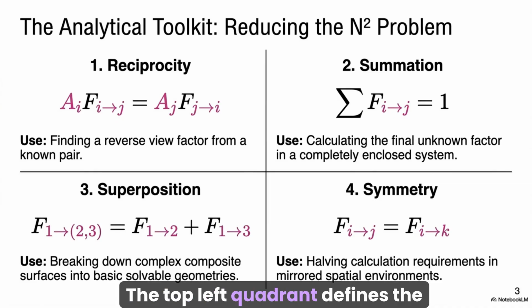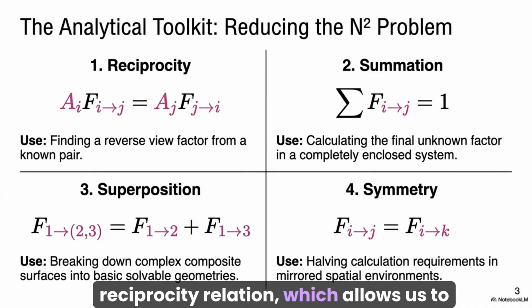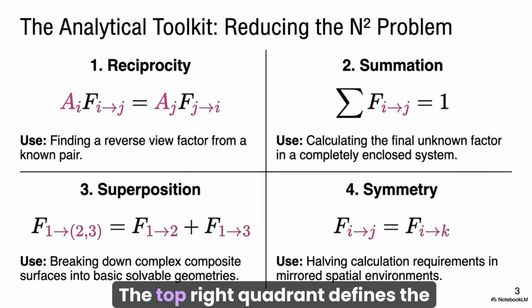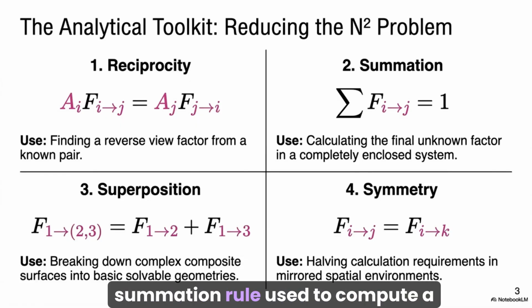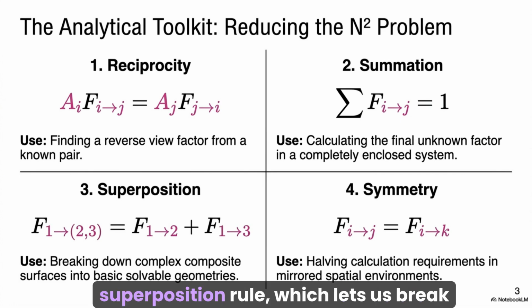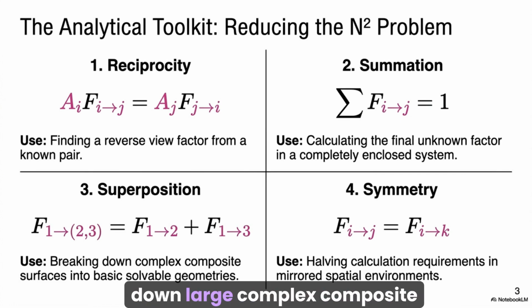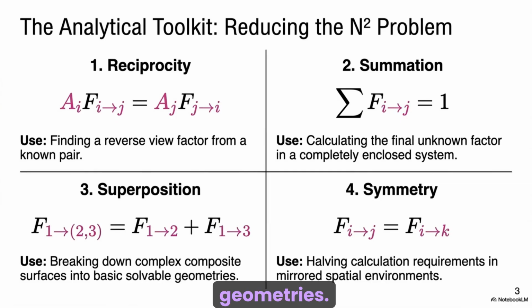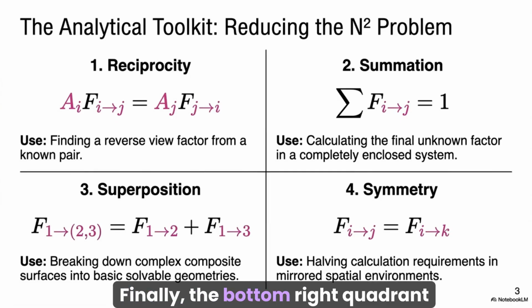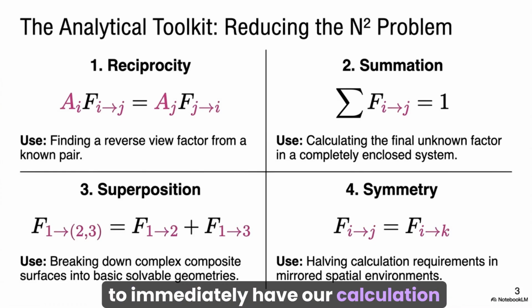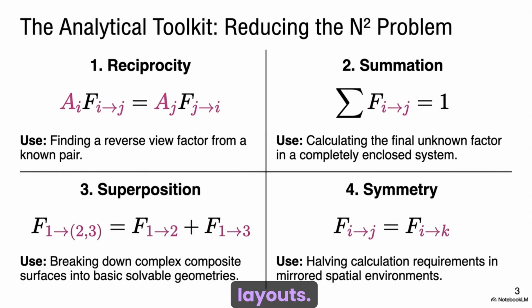The top left quadrant defines the reciprocity relation, which allows us to find a reverse view factor from a known area pair. The top right quadrant defines the summation rule, used to compute a final unknown factor within any completely closed enclosure. The bottom left quadrant defines the superposition rule, which lets us break down large, complex composite surfaces into basic, easily solvable geometries. Finally, the bottom right quadrant defines the symmetry rule, allowing us to immediately halve our calculation requirements in mirrored spatial layouts.